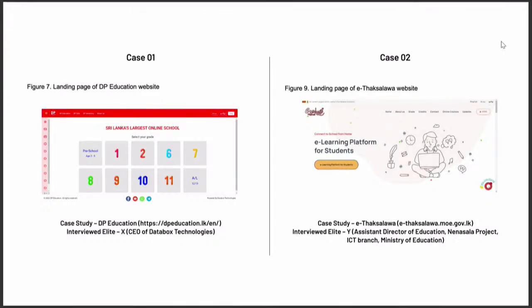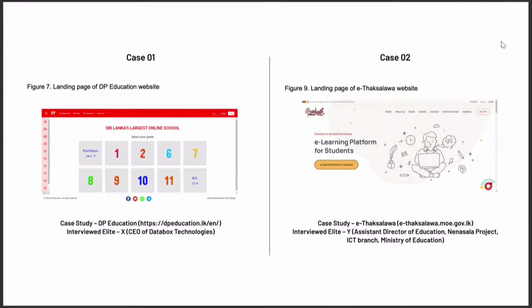So they are providing sustainable education through their online platform, and this platform is currently being moderated by Data Box Technologies, and I interviewed the CEO of them in order to get more information on how they used user experience design practices when designing and when iterating their product.